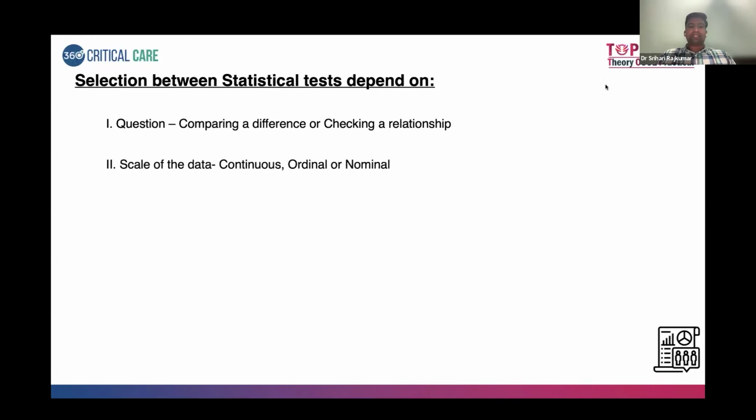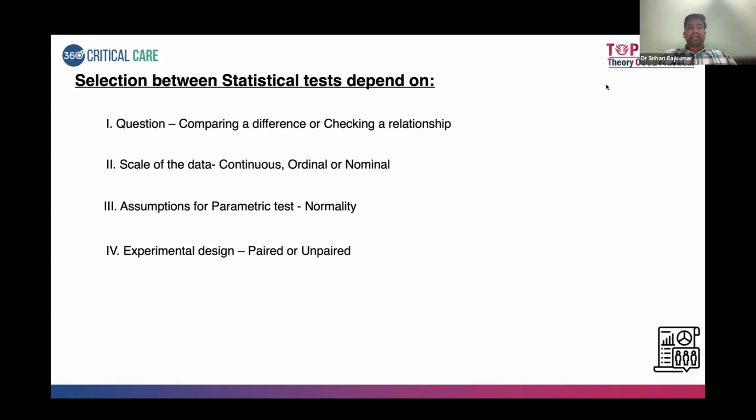The second is you have to assess the scale of the data that you are checking, whether it is a continuous or numerical scale, an ordinal scale, or a nominal scale. I will discuss this in the next slide. Then the assumptions of the parametric test, whether it is suitable to use a parametric test. That also I will discuss subsequently. And assessing the experimental design, whether the data are paired or unpaired. And last is the number of groups that you are assessing, whether it is one group, two groups, or more groups. When you are selecting the ideal test of significance, you need to look into these 5 areas.